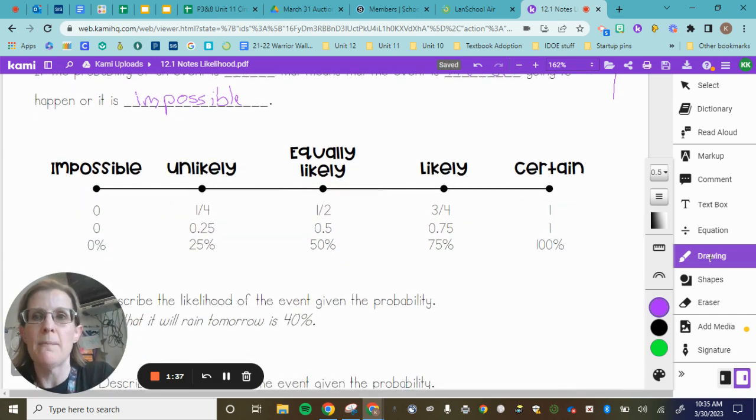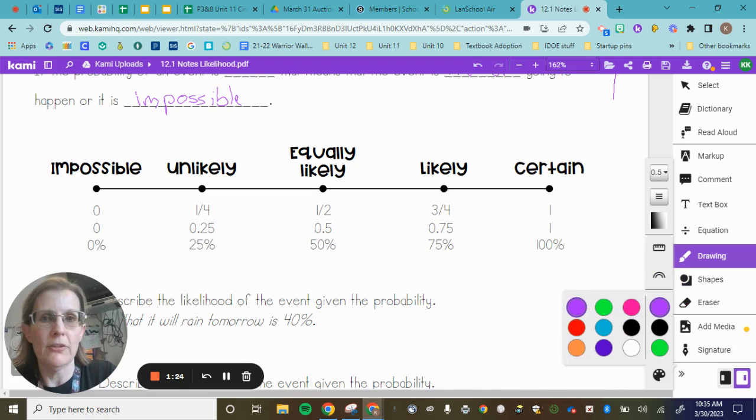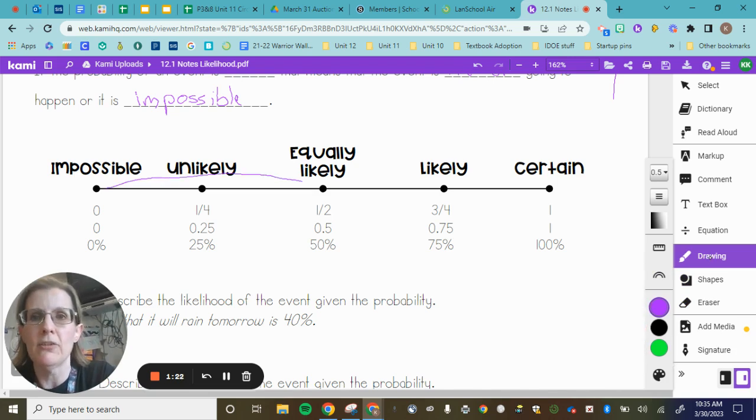Notice that this is the probability spectrum. It's written in decimals and percents. You can see impossible is 0. Unlikely is in between impossible and equally likely, so unlikely is all the things in between there. Equally likely would be that 50-50 chance, like flipping a coin or being born a male or a female. And then likely is more than 50%, but not 100%. That means it is probably going to happen, but there's a chance that it will not.